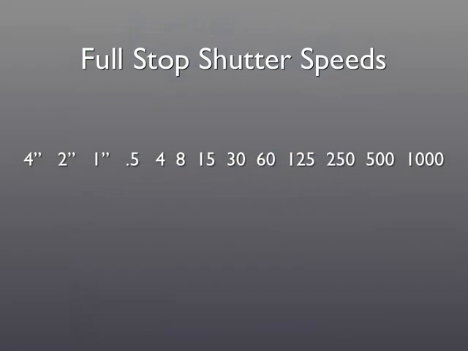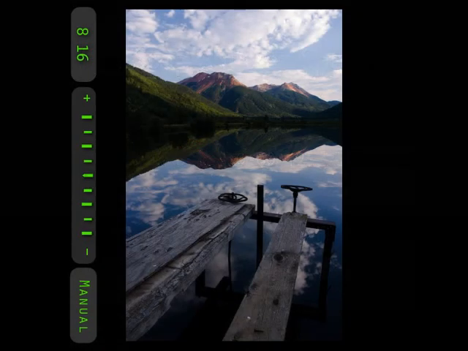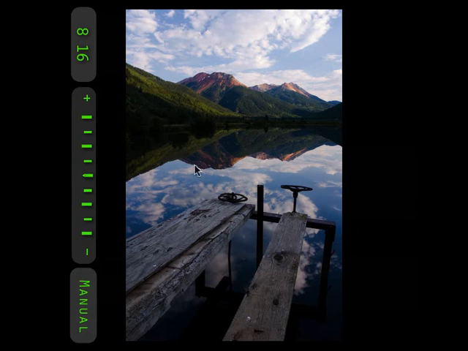Here's the full stop shutter speeds. And we went from 1/8 to 1/15th, which means a one stop difference. So if we were to use a one stop neutral density filter, we should achieve the results that we want. So keeping our exposure at 1/8 at f16, that's good for our foreground. We put on our one-stop neutral density filter and take the shot. And the resulting photograph is just what we're looking for.